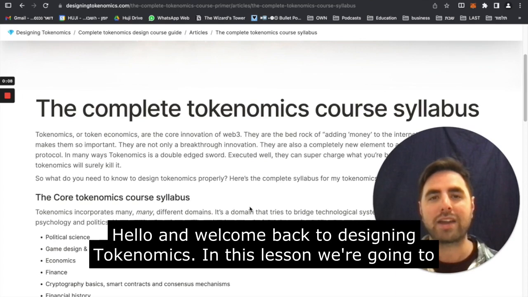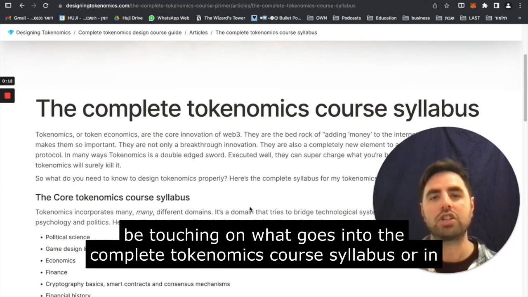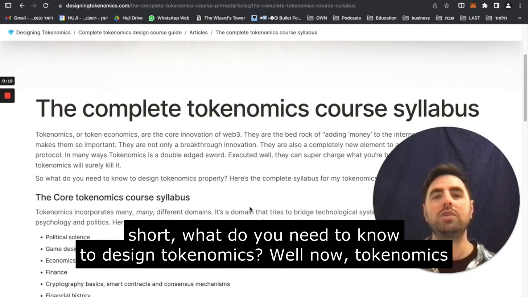Hello and welcome back to Designing Tokenomics. In this lesson, we're going to be touching on what goes into the complete tokenomics course syllabus, or in short, what do you need to know to design tokenomics well?